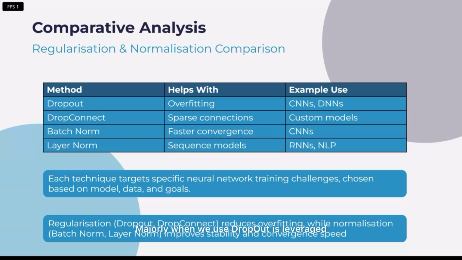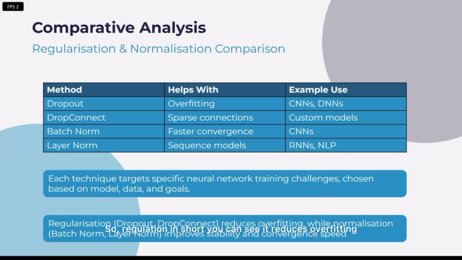Dropout is majorly leveraged when we are using deep neural networks or convolution neural networks. Drop connect is basically used when we customize a pre-built model and fine tune it further. We can create our own custom models on that. Batch norm is again a part of CNNs, and layer norm especially is dealt with when we are dealing with NLP, natural language processing, or RNNs, because there we need to have significant layers and their weightages. I'll discuss that also mathematically, how it works.